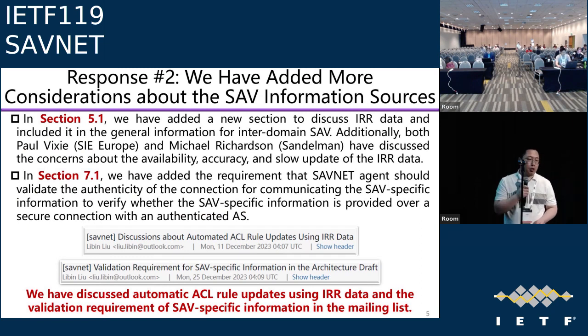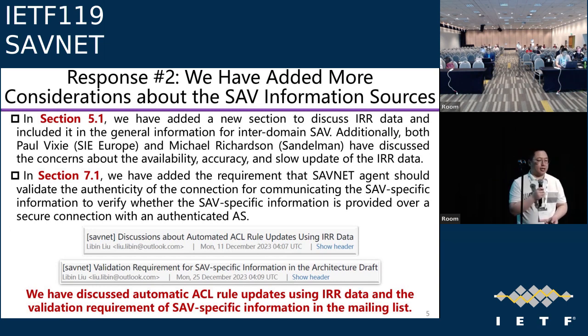Regarding the second type of comments, in response, we have added more considerations about cell information sources. In section 5.1, we have added a new section to discuss our data and included it in the general information for inter-domain cell. Additionally, in the mailing list, both Paul and Michael have discussed their concerns about the availability, accuracy, and slow update of the IRR data.